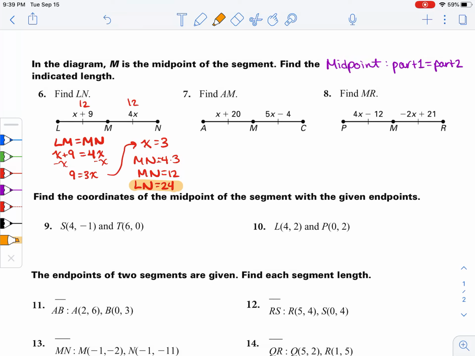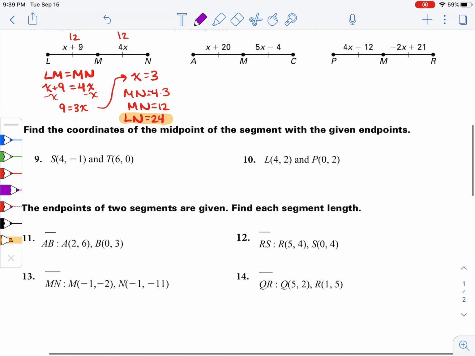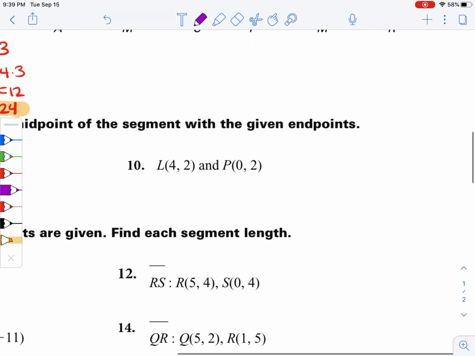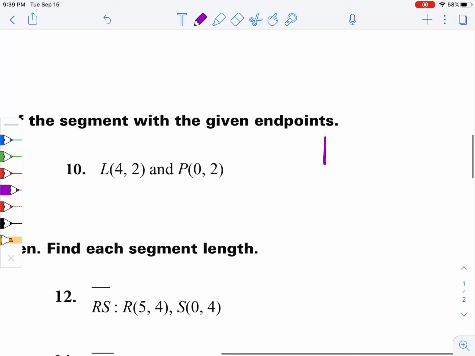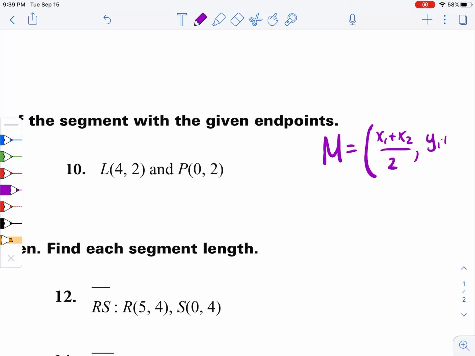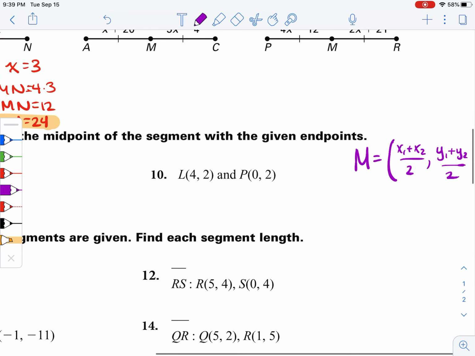So that's using the midpoint. 9 and 10 are using the midpoint formula. So as a reminder, your midpoint formula is equal to (x1 plus x2 over 2, comma, y1 plus y2 over 2). So it's just filling in, so you need to name your x1, y1, x2, y2.